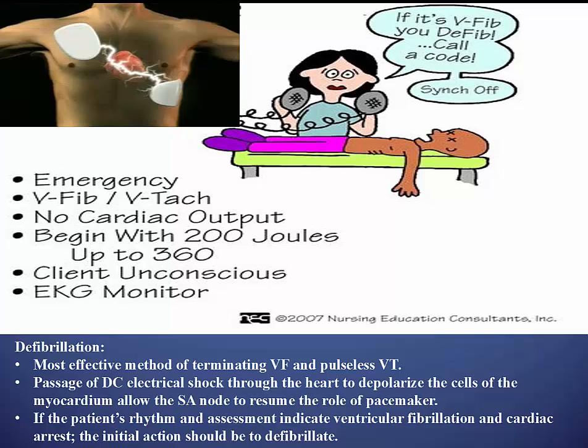Defibrillation is the most effective method of terminating ventricular fibrillation and pulseless ventricular tachycardia. Passage of DC electrical shock through the heart depolarizes the cells of the myocardium and allows the SA node to resume the role of the pacemaker. If the patient's rhythm and assessment indicate ventricular fibrillation and cardiac arrest, the initial action should be to defibrillate.